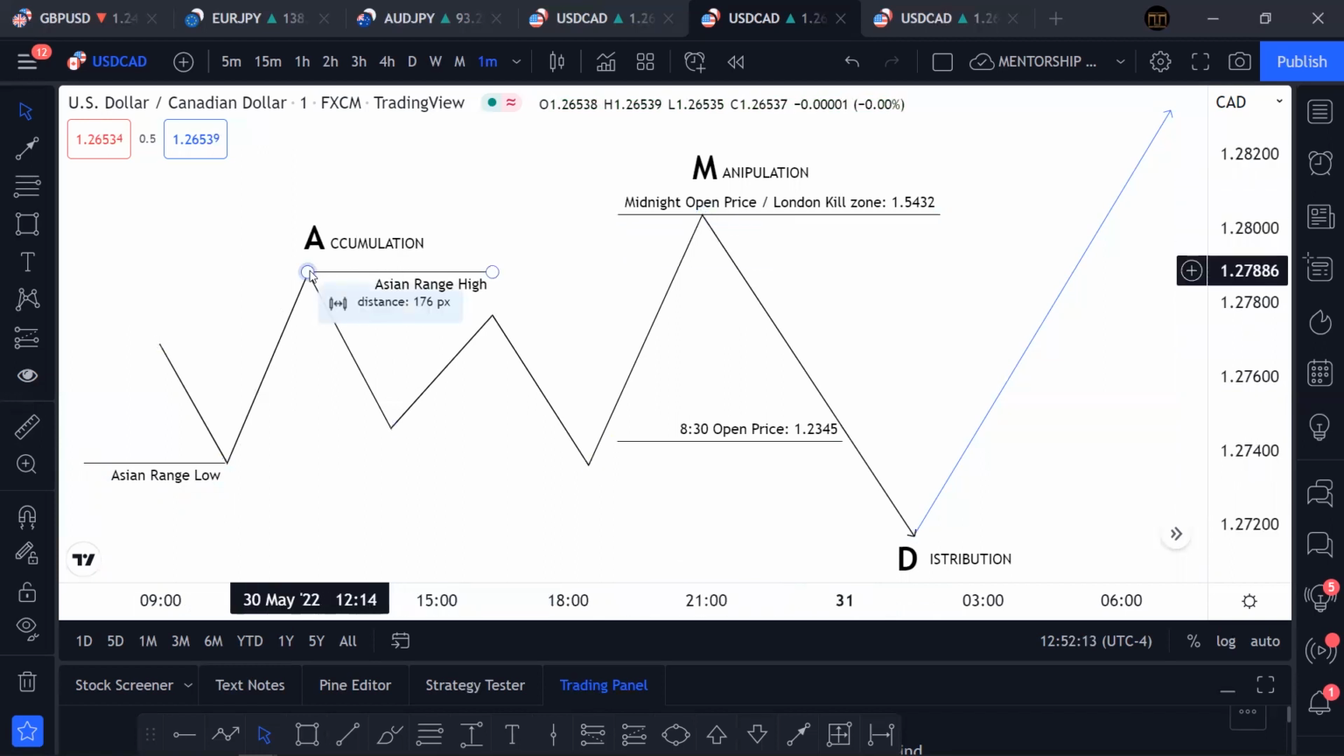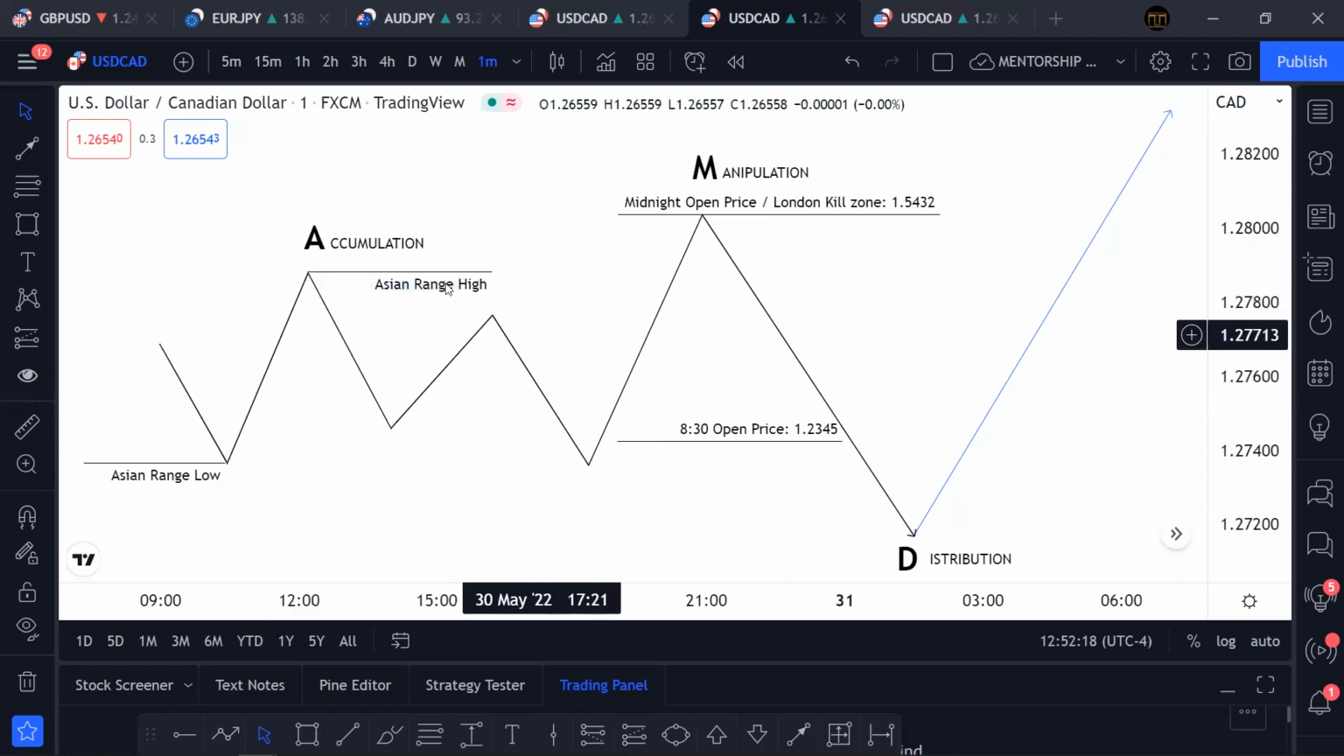I want to show you these same things on different charts, where the Asian range high and low are taken either way, one side taken first. And there is one more thing that I want you to understand carefully.